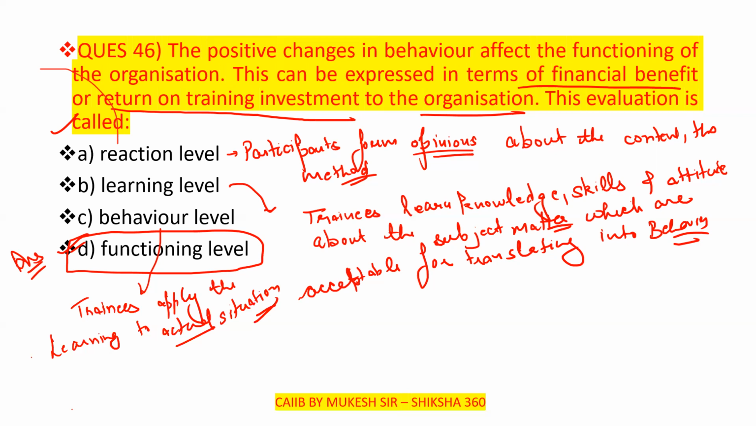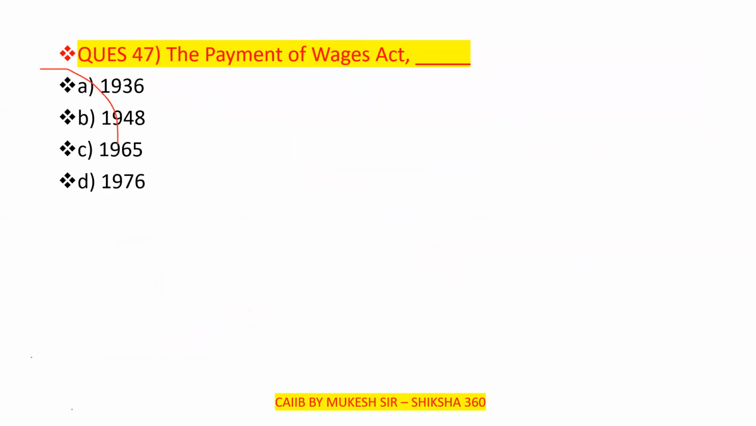Now move to the next question, question number 47. Very easy question. I think I have discussed it in detail many times, how you have to learn that. So the Payment of Wages Act comes in which year? 1936, 1948, 1965 or 1976? Please tell fast.